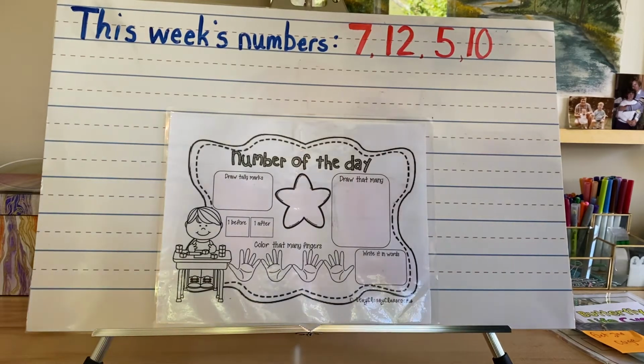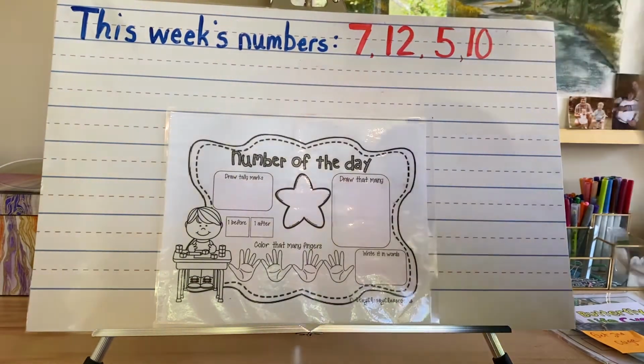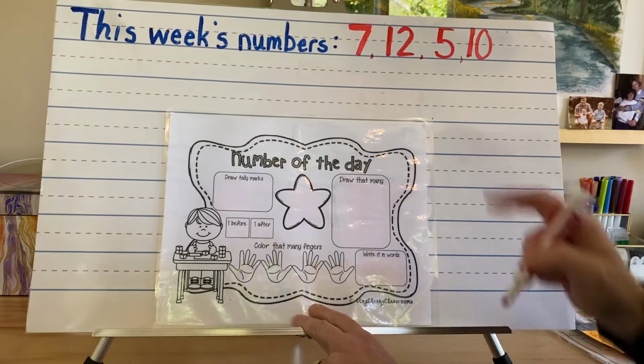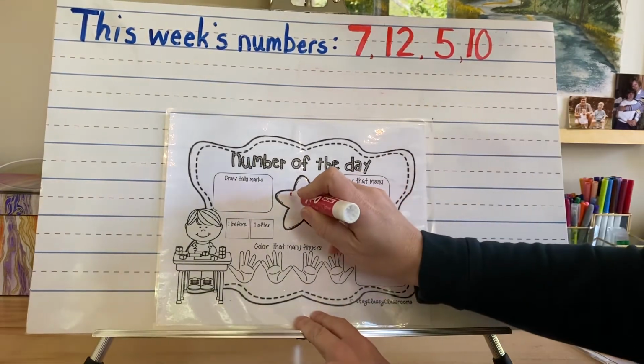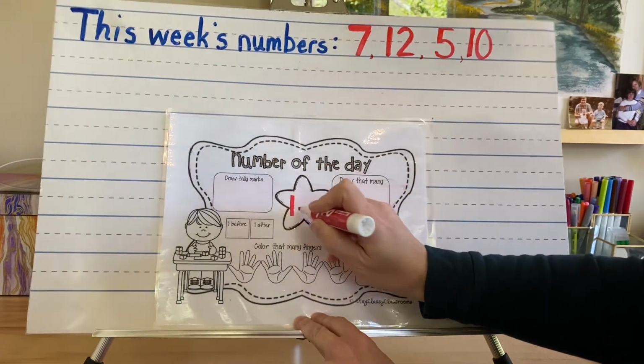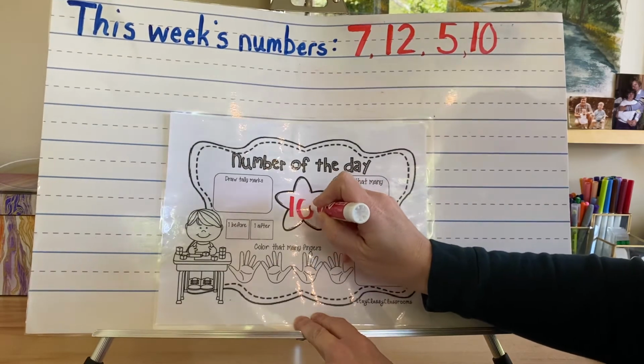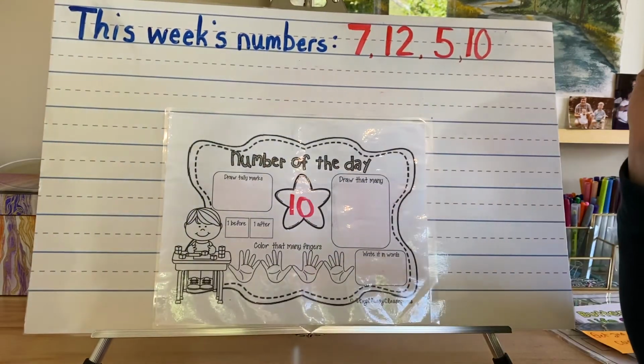All right, boys and girls, let's do our number of the day. Today's number of the day is going to be 10. And when we write a 10, here it is up here. Let's do it in the center. That is the 1 and the 0 together to make 10.